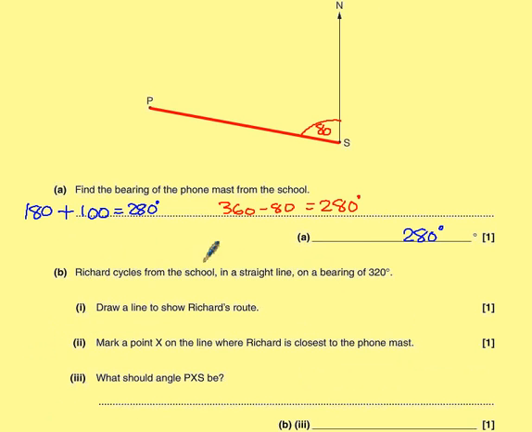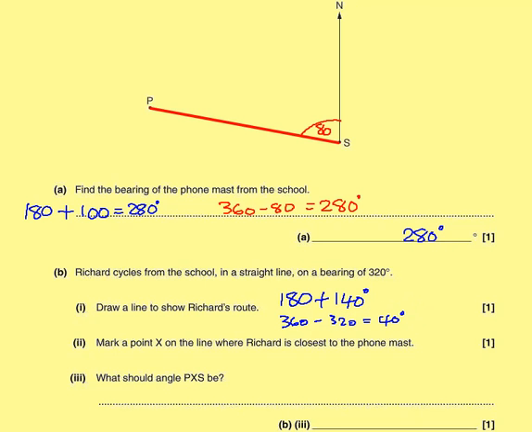Part B. Richard cycles from the school in a straight line on a bearing of 320 degrees. Draw a line to show Richard's route. Now 320 degrees we can either draw in a clockwise direction of 180 plus 140 degrees, or we can draw it as an anti-clockwise direction of 360 minus 320, which is 40 degrees.